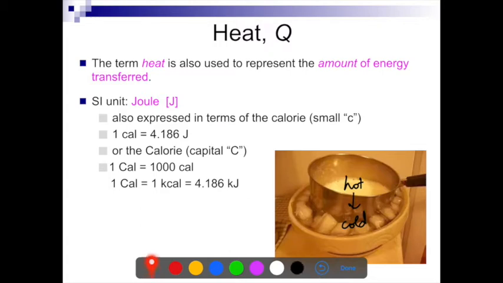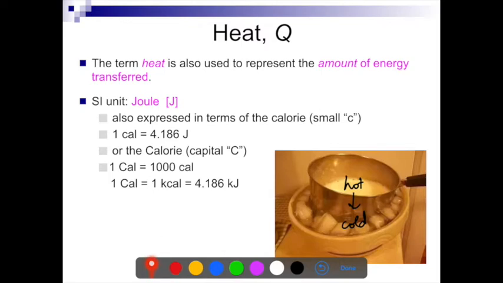The SI unit for heat is the joule, or capital J. Another unit for heat is the calorie, with a small or lowercase c. Calorie can be converted to joule using this conversion factor. 1 calorie with a lowercase c is equal to 4.186 joules.